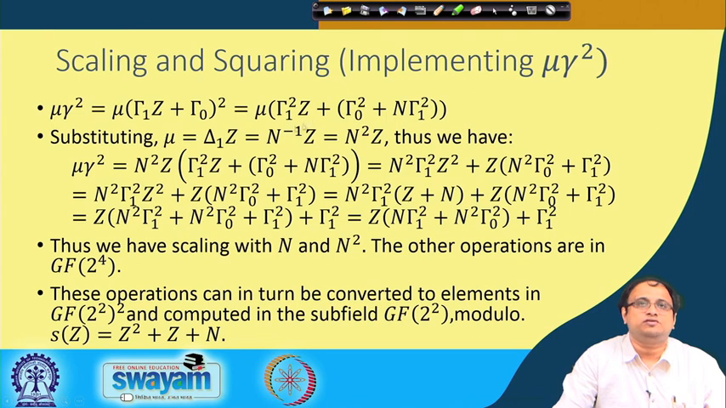Okay. Now if I substitute mu as delta 1 z, remember delta 1 cannot be 0. So mu is delta 1 z, and as I said I have plugged in delta 1 as n to the power of minus 1, and I can also write n to the power of minus 1 as n squared z. And if I do that, then mu gamma square results in: instead of mu I write n squared z, so I have n squared z multiplied with gamma 1 squared z plus gamma 0 squared plus n gamma 1 square. And this turns out to be n square.